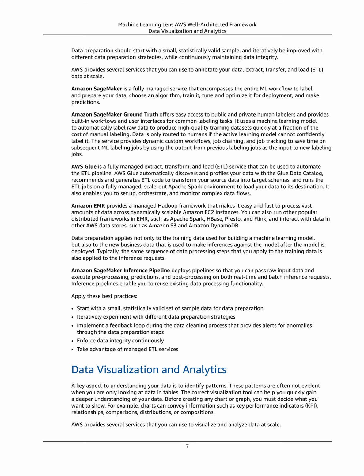Data preparation applies not only to the training data used for building a machine learning model, but also to the new business data that is used to make inferences against the model after the model is deployed. Typically, the same sequence of data processing steps that you apply to the training data is also applied to the inference requests. Amazon SageMaker Inference Pipeline deploys pipelines so that you can pass raw input data and execute pre-processing, predictions, and post-processing on both real-time and batch inference requests. Inference pipelines enable you to reuse existing data processing functionality.